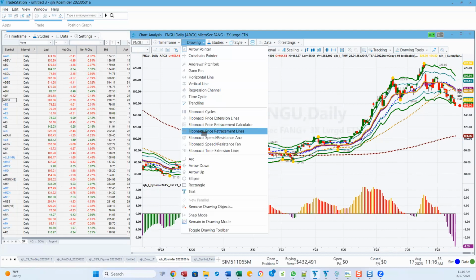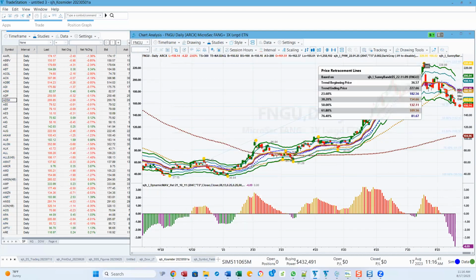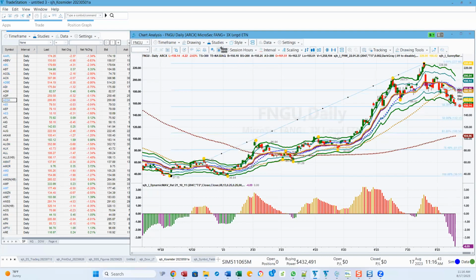Let's, for a second, draw a Fibonacci retracement on this, from there to there. And we are right at the 38.2 retracement right now. If we go down any further, we're going down to 132.11, which is the 50% retracement. And 50% is a really common Fibonacci retracement to see. So we could get as low as that.